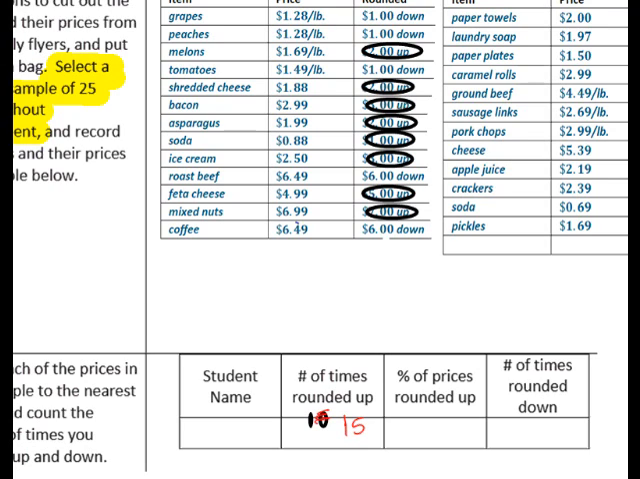15 times rounded up, and the percent of prices rounded up. Well, that's 15 out of 25. And 15 divided by 25 times 100 gives us 60%. So 60% of the prices have been rounded up. The number of times rounded down. Well, we had 25 items and 15 of them were rounded up. So the difference, keeping in mind that one of them was not rounded, that was 10, and then minus 1, which was not rounded, would be 9. So we had 9 items rounded down.